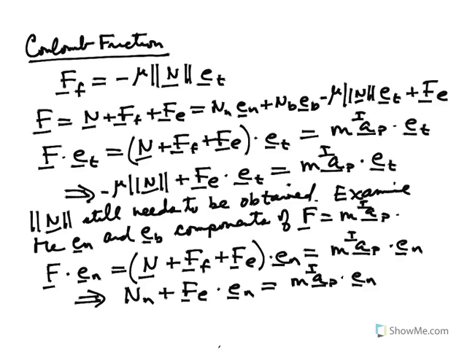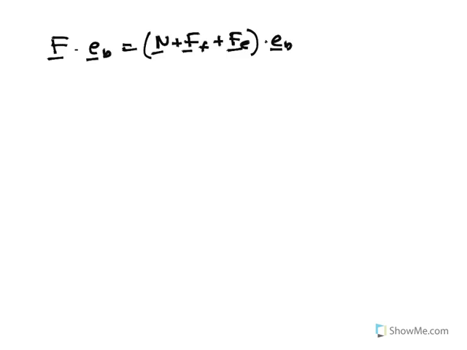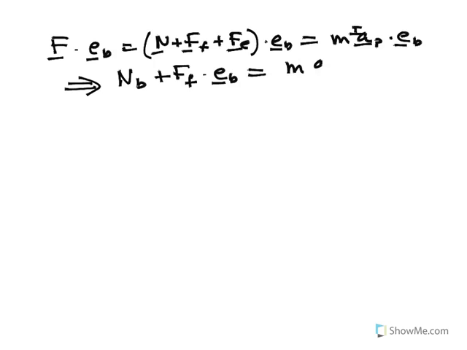Now let's do the same thing for the binormal component. F dotted with E_b is equal to N plus F_f plus F_e dotted with E_b, which is equal to the mass times the inertial acceleration dotted with E_b. So what does this give me? This gives N_n E_n plus N_b E_b. If I take the dot product with E_b, I get N_b. And then F_f dotted with E_b again is 0. So I get plus F_e dotted with E_b equal to the mass times the inertial acceleration dotted with E_b. So we have two equations.